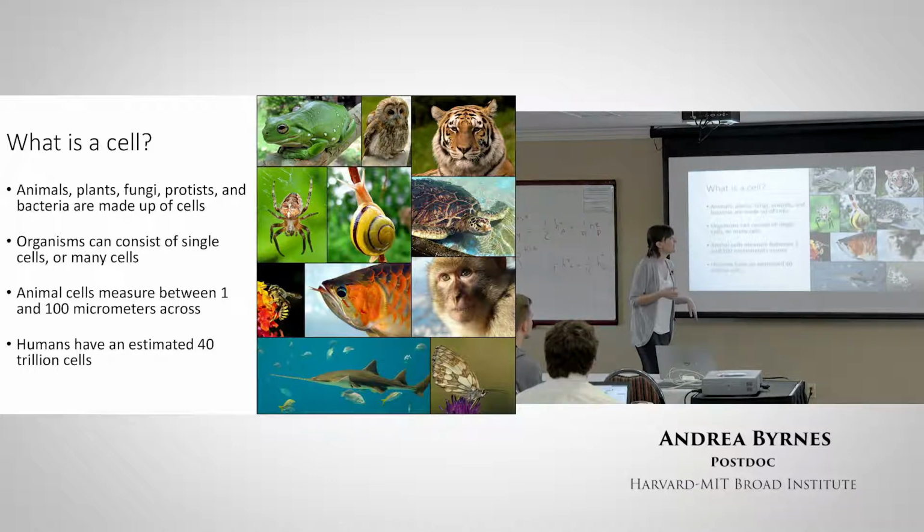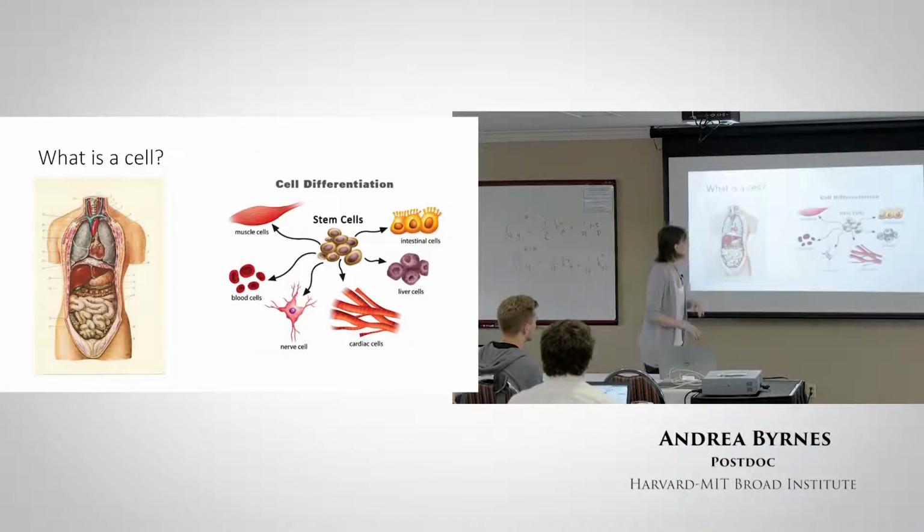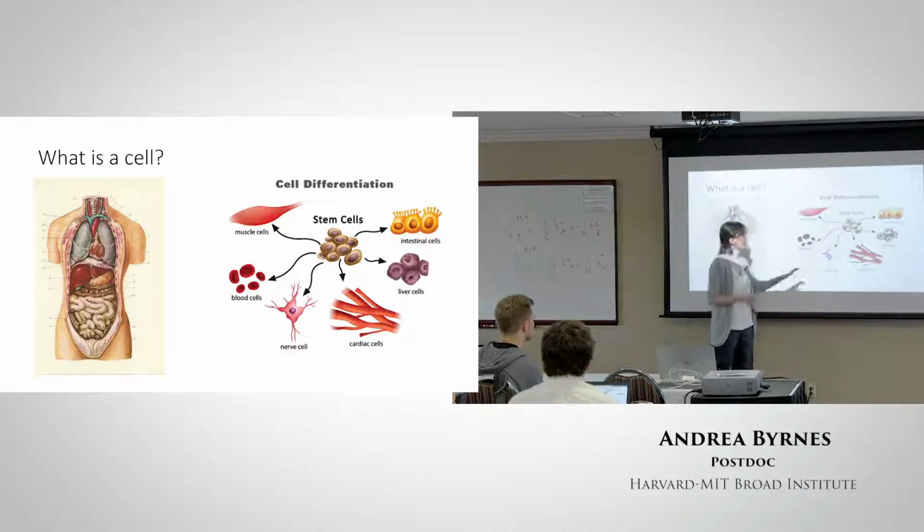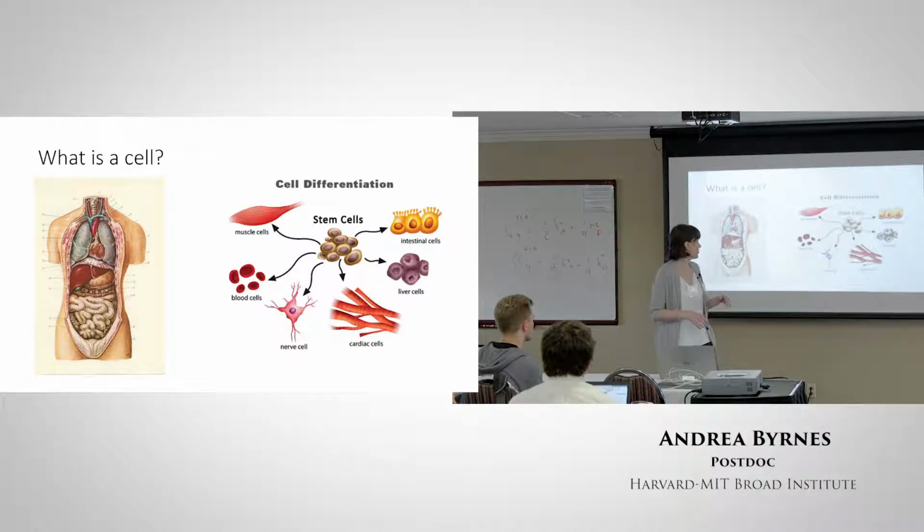There's a huge diversity of life on Earth. All of these are animals, and animals are multicellular organisms. Animal cells are pretty small. They generally measure between 1 and 100 micrometers. And humans have an estimated 40 trillion cells. So we have a lot of cells. Obviously, humans have a lot of different organs. All of these organs require different cells that do different things. I've heard of stem cell research, the idea that stem cells proliferate and turn into all different kinds of cells in the body. We're going to be talking about single cells, but bear in mind that all cells are not going to be identical in morphology and appearance.